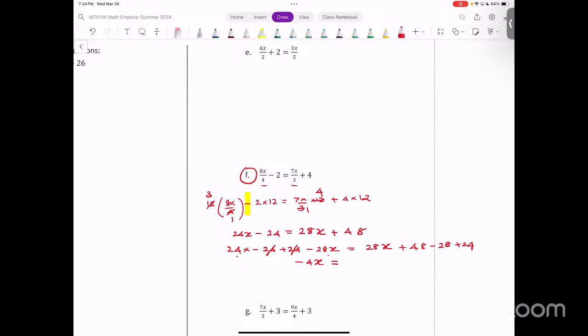So now we have to be careful with this number. The 28, I didn't subtract, I made a mistake. 28x, and then plus 24. This is gone. 28 plus 24 is 72. To find x, we're going to divide by negative 4. x is equal to negative.